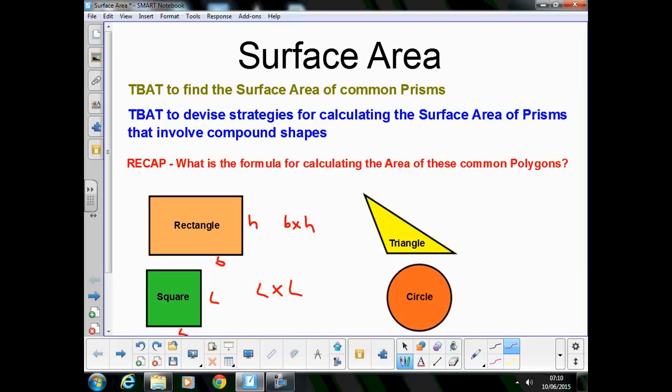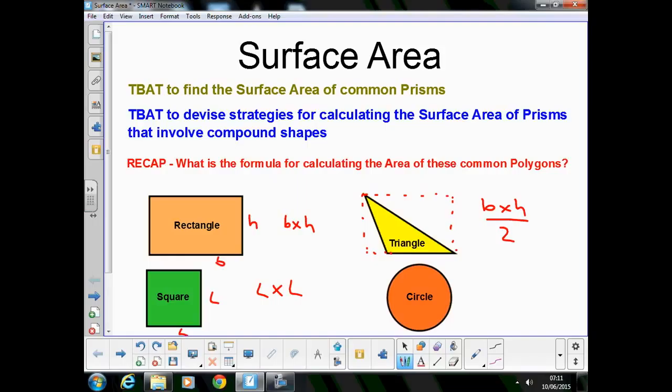A triangle is essentially half of a rectangle. The area of a rectangle is base times height. Therefore, the area of the triangle is base times height, and then divide your answer by 2.